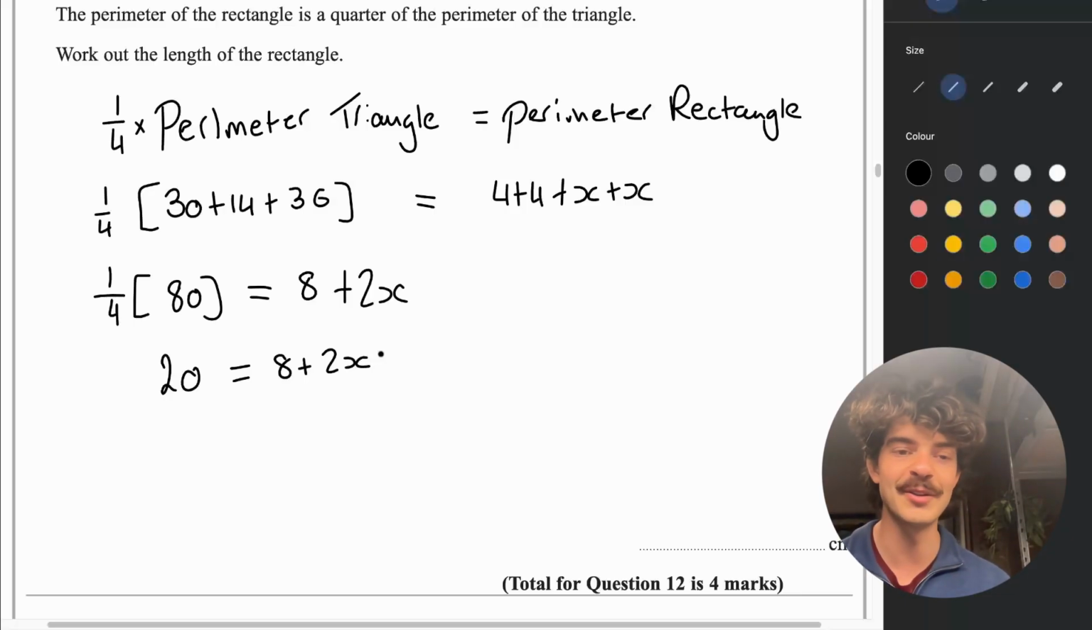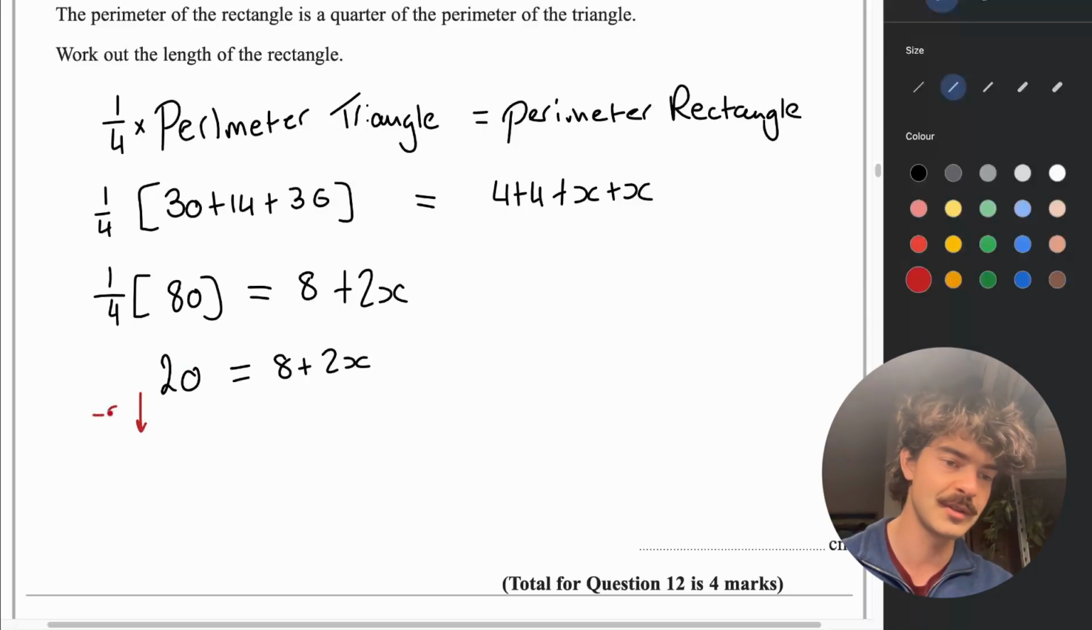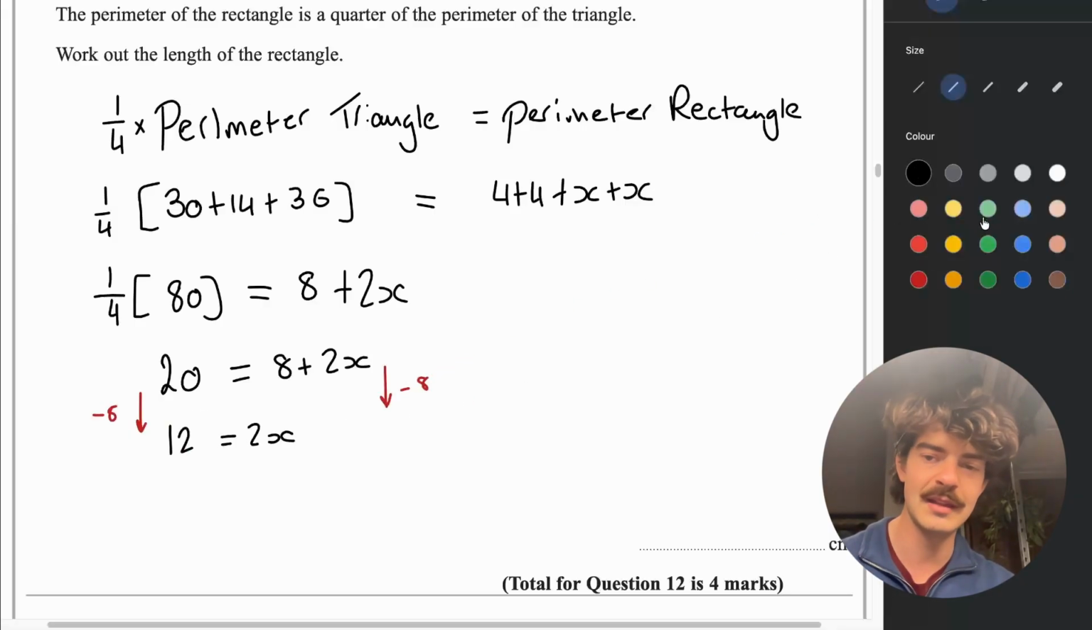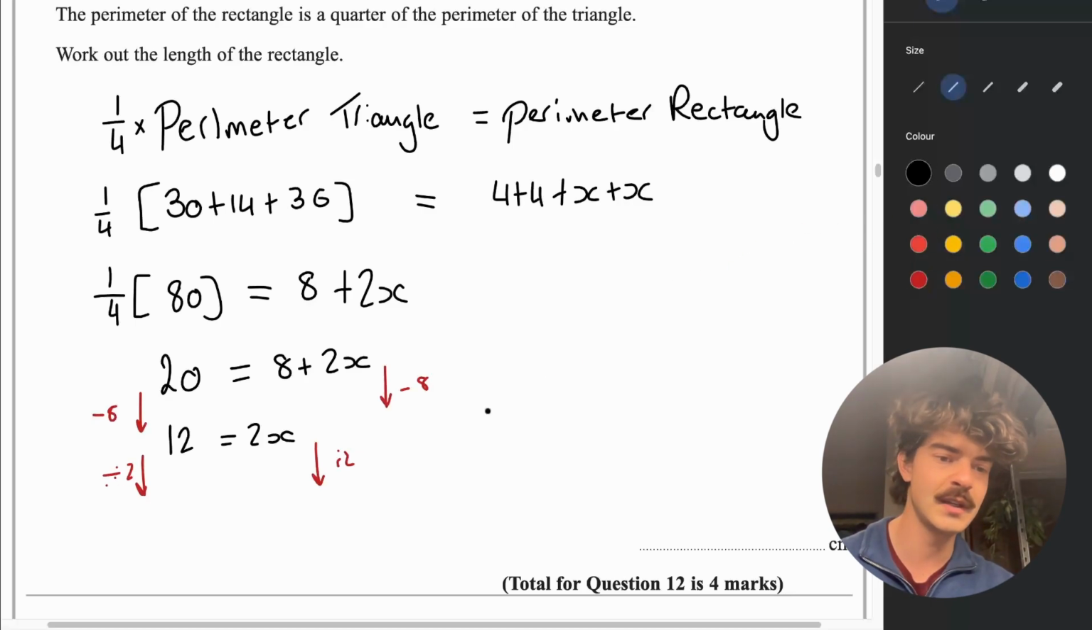Next, just a little bit of algebra to get us across the line. So let's start by taking away this 8 from both sides. Think of your train tracks. To get rid of that 8, we've got to do it from both sides. And we're left with 12 equals 2x. And then finally, to get x by itself, we're going to divide by 2. And we're left with 6. So 6 is equal to x.